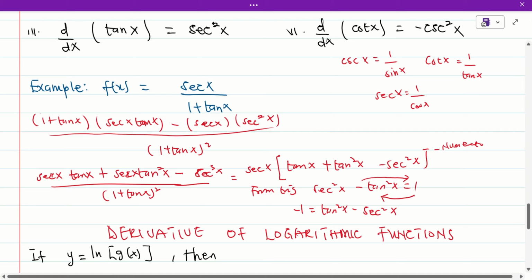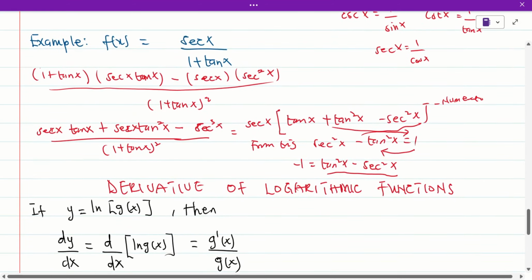Okay. And you can see that what we have here is the same thing as what is here. You get it? Good. So we are going to replace tan squared x minus sec squared x with negative 1. So our answer is going to be sec x multiplying tan x minus 1 over 1 plus tan x all squared. Okay, so that's our final answer.